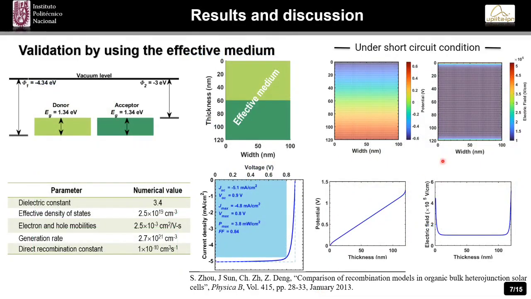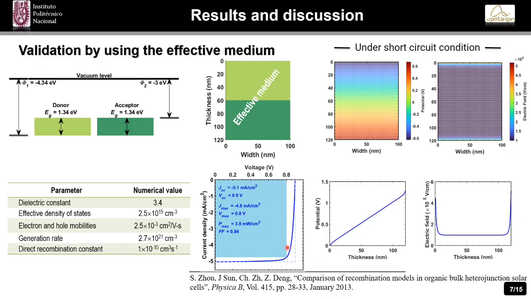To validate our method, we considered an effective medium and the parameters of the semiconductor reported in this reference. The potential and the electric field that are shown in this plot were calculated under short circuit condition. The red and the blue colors represent the maximum and the minimum. As we can see in this plot, the electric field is concentrated at the electrodes. To observe it better, in the figure below, a cross-section of the electric field is plotted.